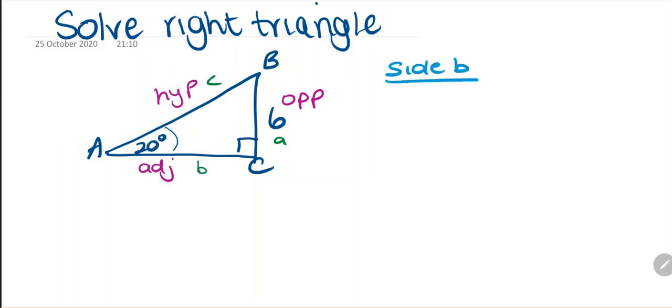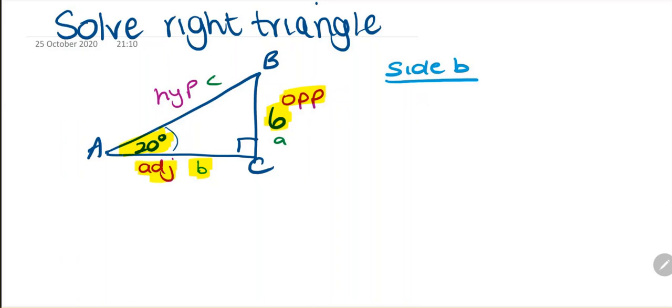So what do I need? I need my angle. So I need B, and I need the side that I know the length for. So this is going to be opposite over adjacent. And opposite over adjacent, this is going to be tan.